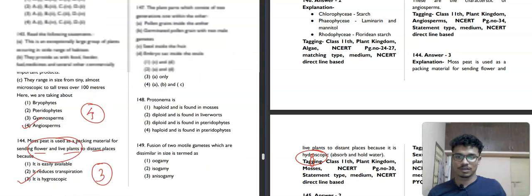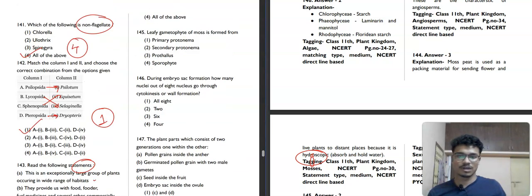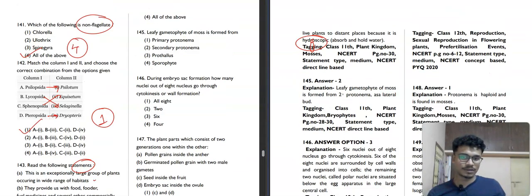Now we will move towards the next question. Question number 145. Leafy gametophyte of moss is formed from primary protonema, secondary protonema, prothallus or sporophyte. It is saying leafy gametophyte of moss, what is it formed from? Secondary protonema. So the second option will be our correct answer.